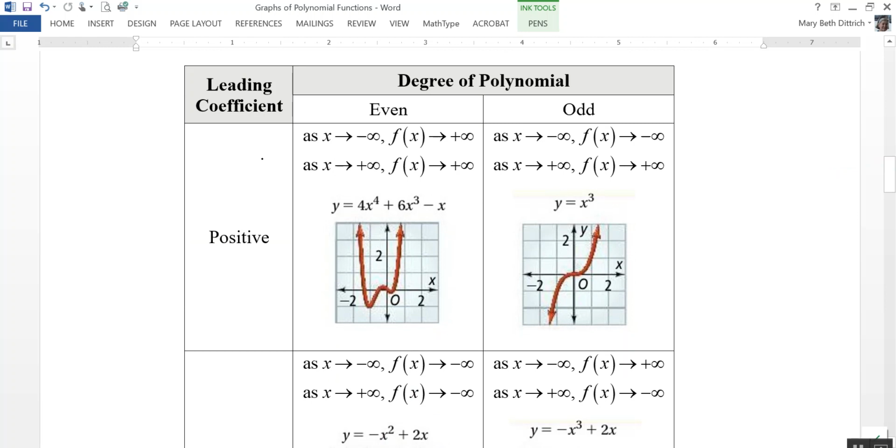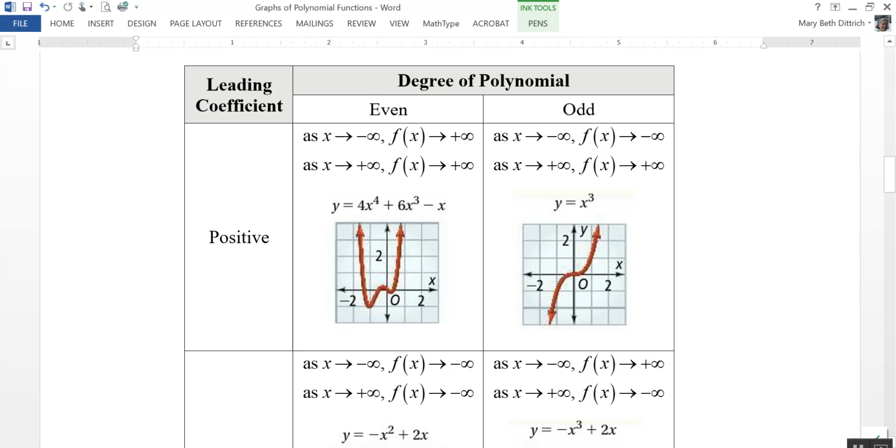So if my leading coefficient is positive and the degree of the polynomial is even, so for example here we have y equals 4x to the fourth plus 6x cubed minus x. So my leading coefficient is a positive 4, my degree is an even number, and here's the notation that we use. We say that as x approaches negative infinity, in other words, as x gets very small, or if I'm looking kind of from the origin looking to the left, f of x, or y, approaches positive infinity. So as x is getting smaller, y is getting bigger.